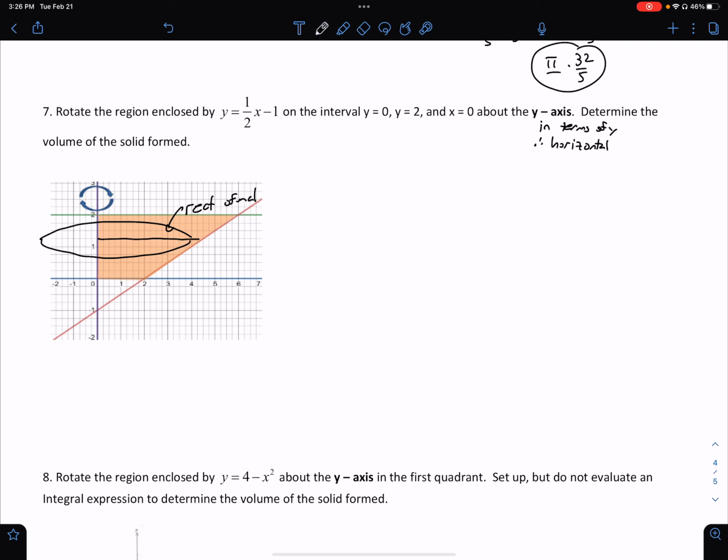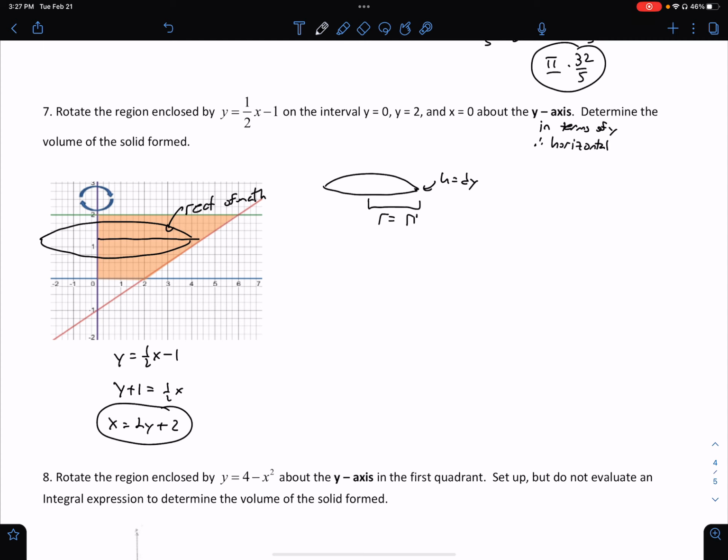And if I draw this disk, it's going to be horizontal. So this time my height is going to be dy, the thickness of it. My radius, this is the tricky part, has to be in terms of y. So I have to do some algebra. 1/2 x minus 1. Solve it. I can solve for x. I get y plus 1 equals 1/2 x. So x is 2y plus 2.